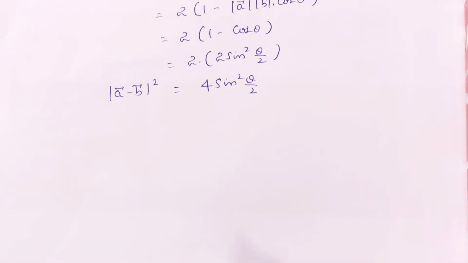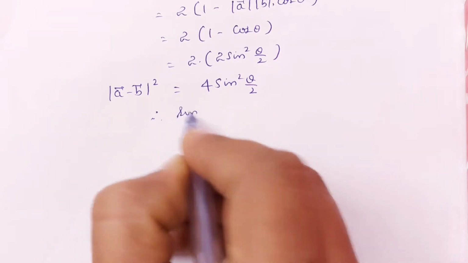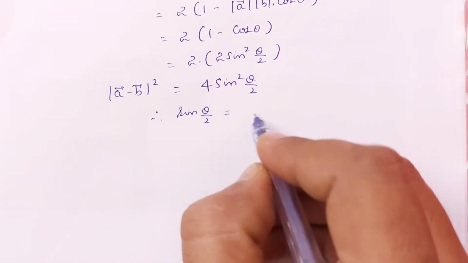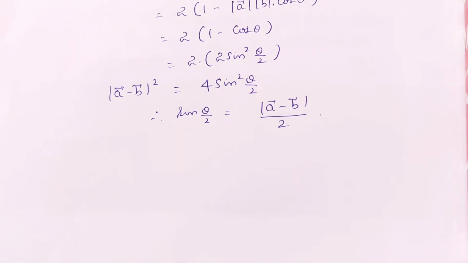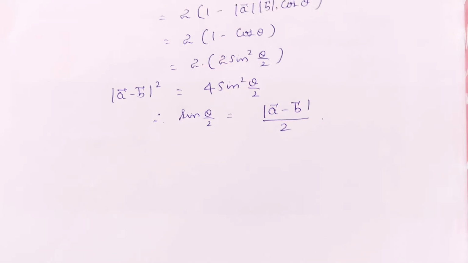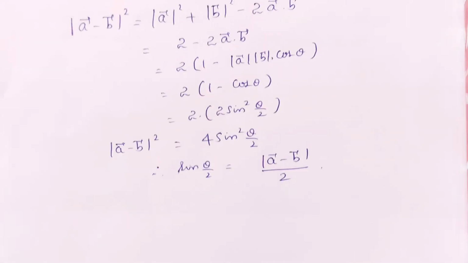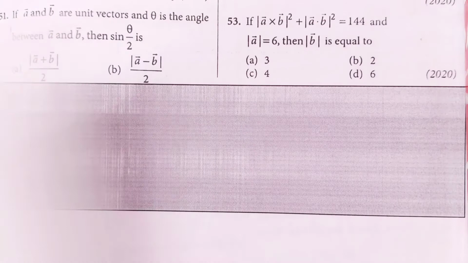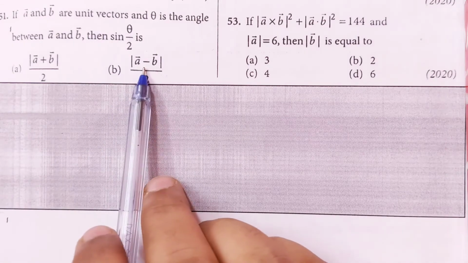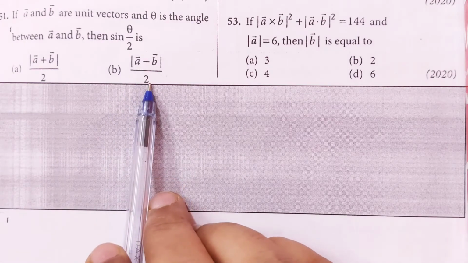Therefore, sin theta by 2 is mod of A minus B divided by 2. Got it? Hope you understood. Simple and easy to solve. So go through this step by step solution of the 2020 first question of vector algebra. The solution for this is mod of A minus B divided by 2. This is the answer for question number 1.